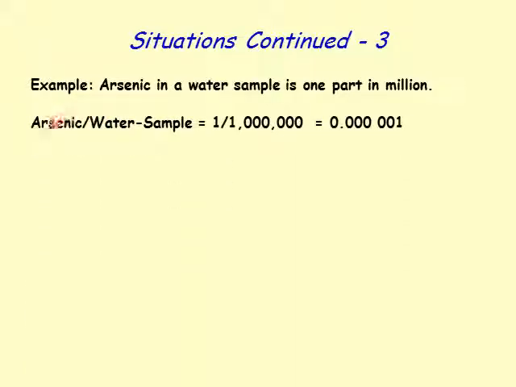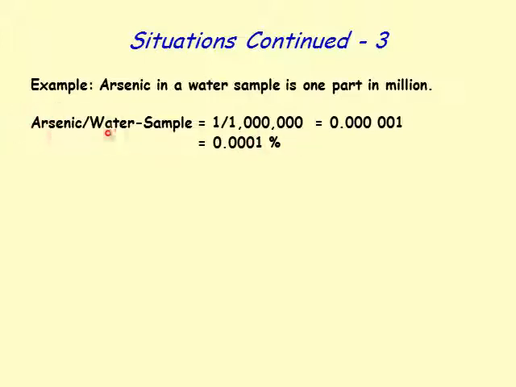Okay, let's continue. So arsenic divided by the water sample is 1 divided by 1 million, which is 0.000001. So this is the ratio, 1 divided by 1 million. In percentage terms, we move the decimal place to the right 2 places and it becomes 0.0001%.